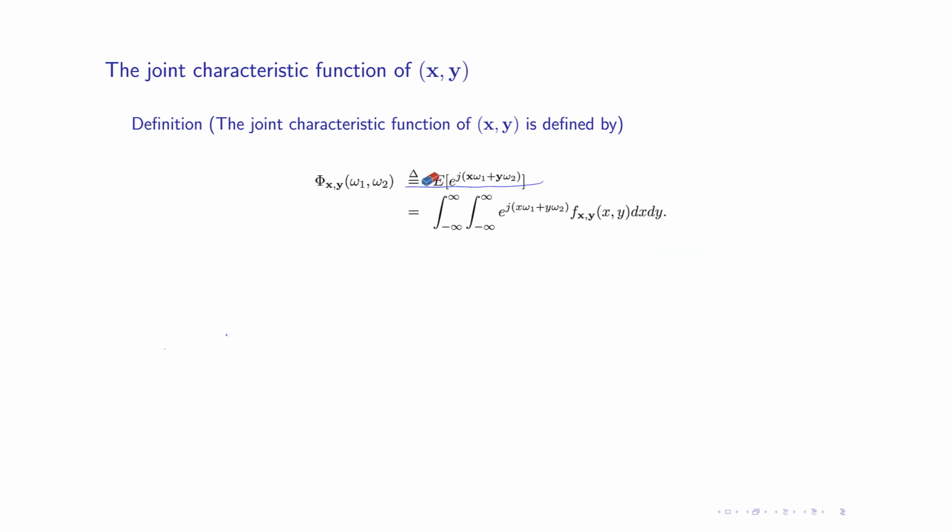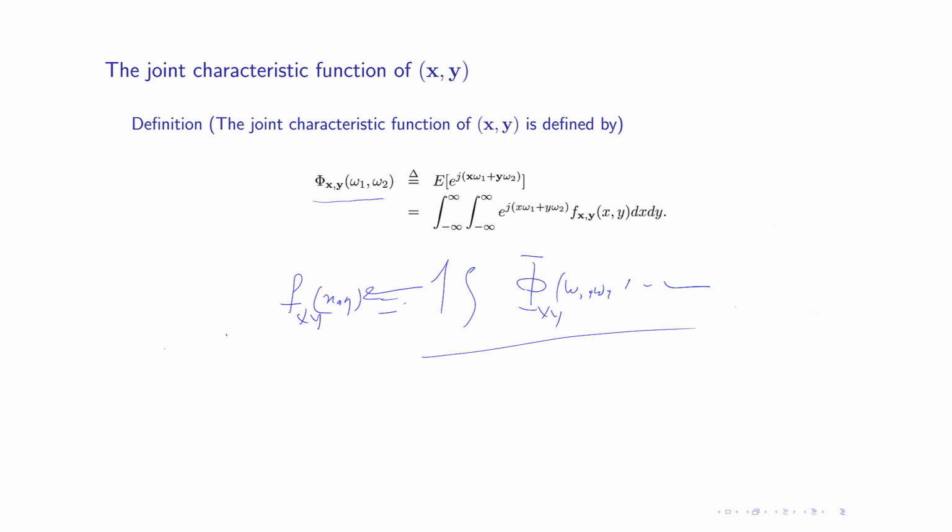So this is defined, and because of the Fourier transform, there is a one-to-one relationship. If you have the joint characteristic function, you can get your f_XY of x and y back from the characteristic function of omega 1 and omega 2 using some double integrals that you know. Basically this inverse transformation is also a similar expression.